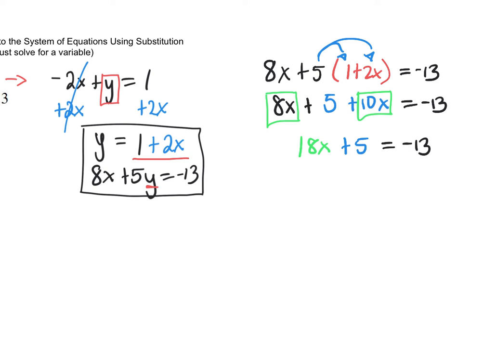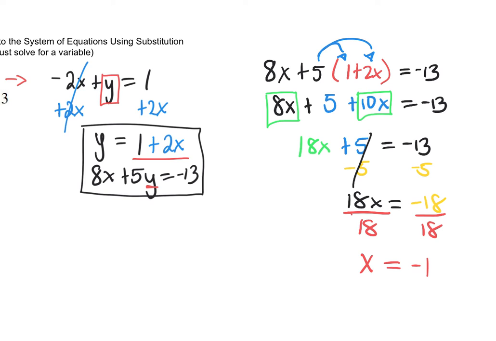Then I want to do inverse to get rid of the 5. So I'm going to do minus 5 on both sides. So 18x is equal to negative 18. Because 18 is being multiplied, I will divide to get x by itself. So x is going to equal negative 1.